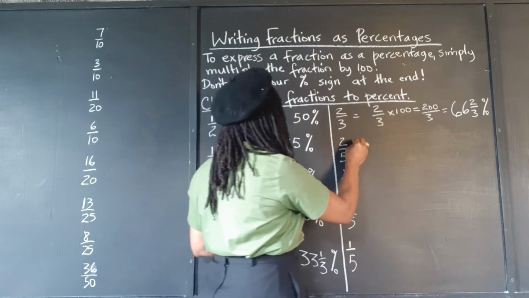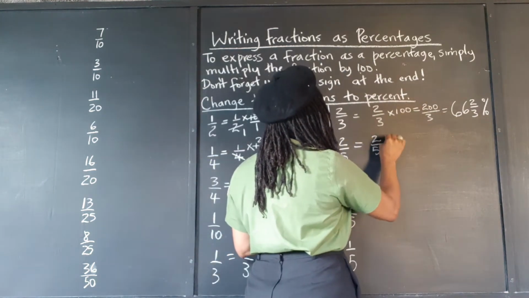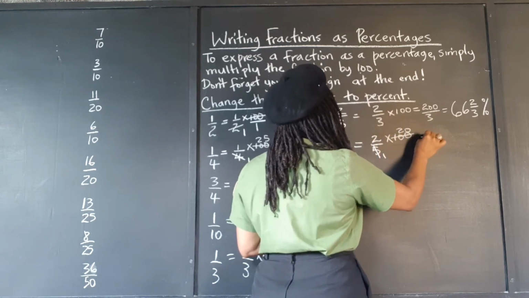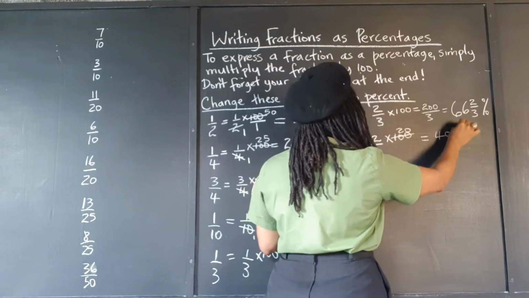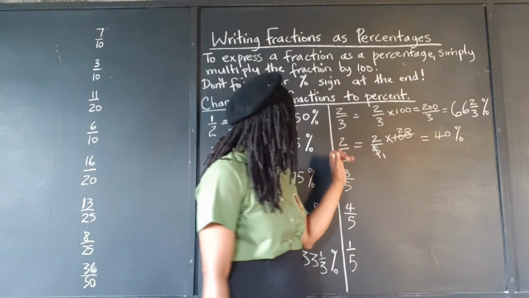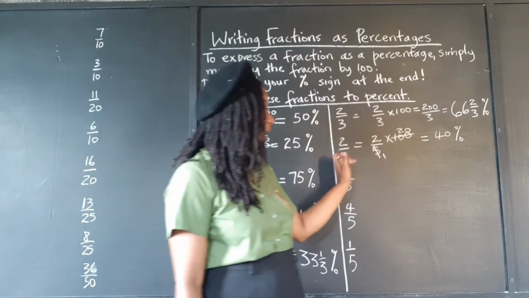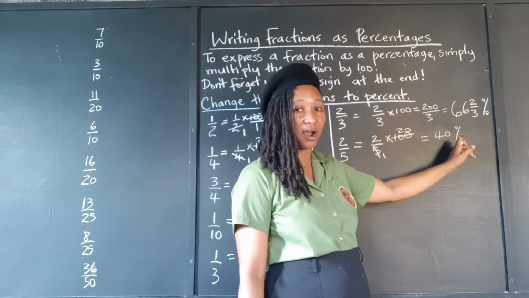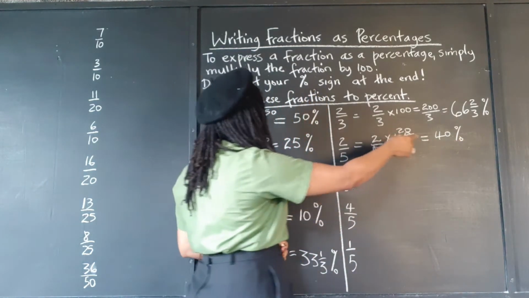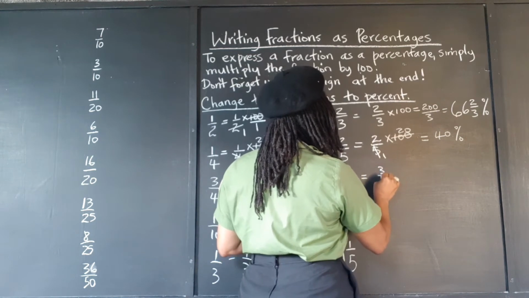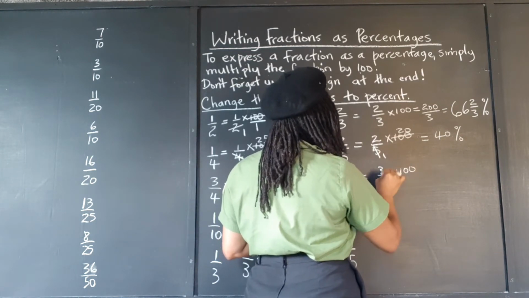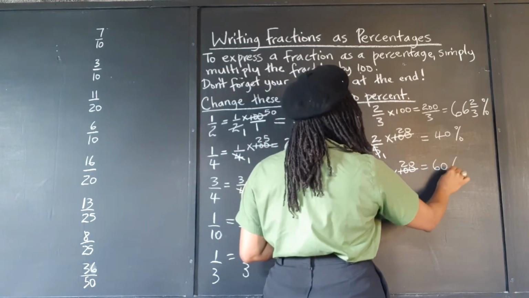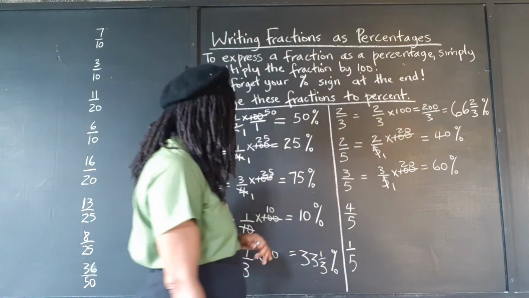Alright, so 2/5 times 100. We know that 5 goes into 100 20 times, and 2 times 20 is 40. So 2/5, 2 boxes out of 5 equal boxes is the same as saying 40 boxes out of 100 equal boxes. They are equivalent. 2/5 is 40%. 3/5, again, 5 goes into 100 20 times. 3 times 20 gives 60. 3/5 is the same as saying 60%.